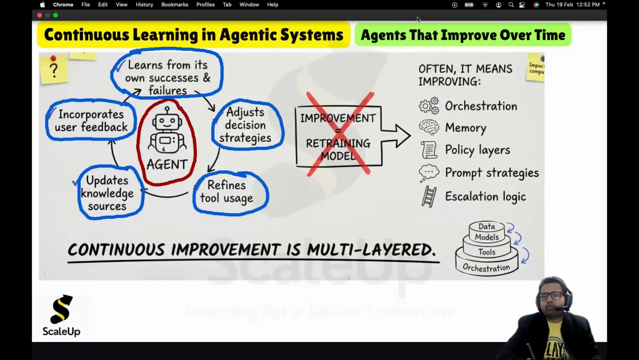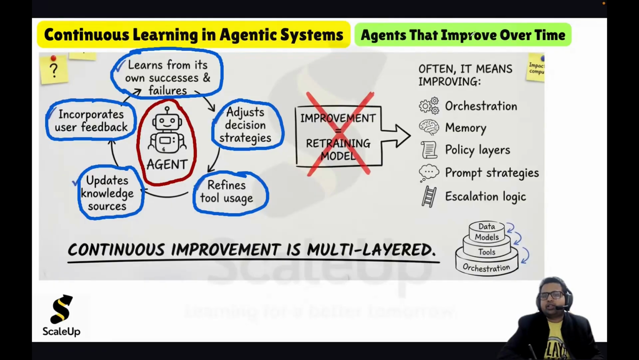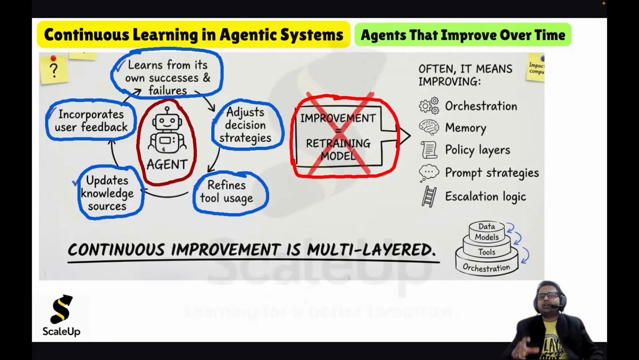Now, here is one very important point. Improvement does not mean retraining the model. Here, model means the large language model or the foundation model I'm talking about. We cannot retrain the model on the fly. When the agentic AI system is running, we cannot retrain the model. Retraining the model is a very complex thing. So improvement does not mean retraining the model.